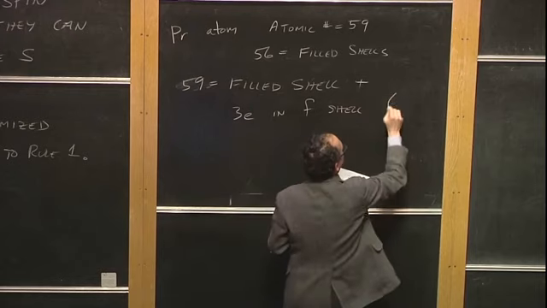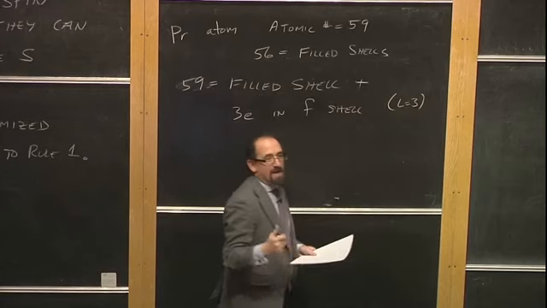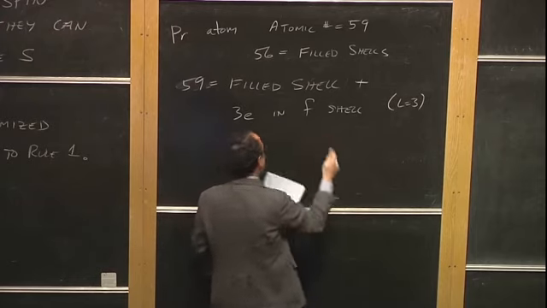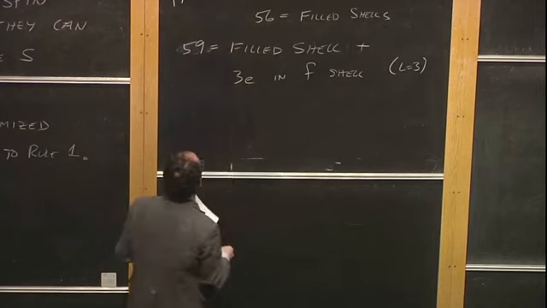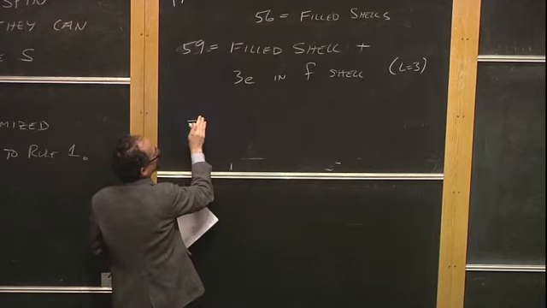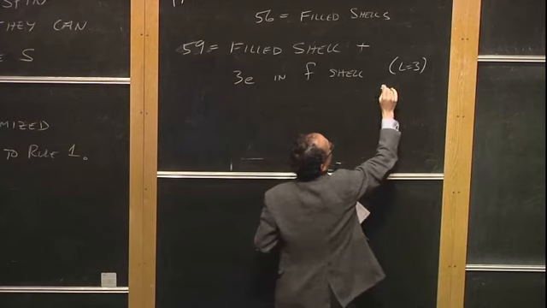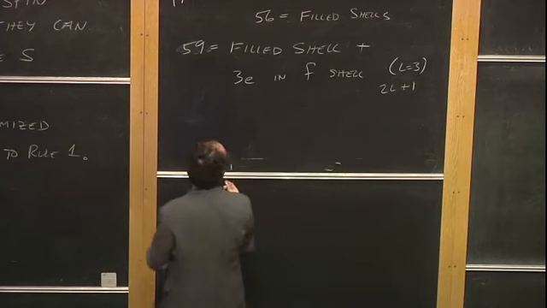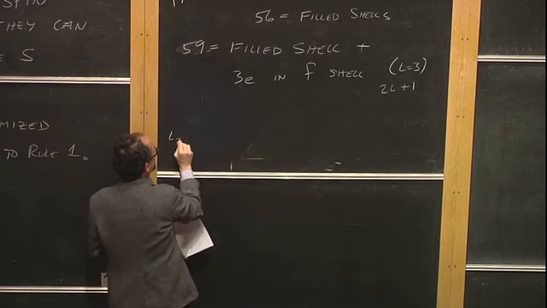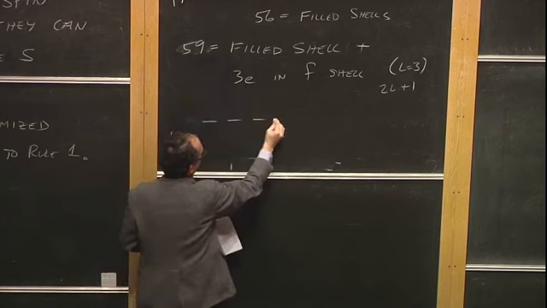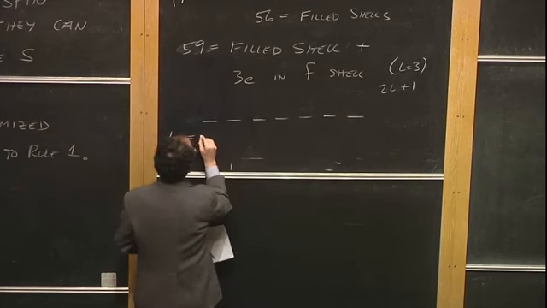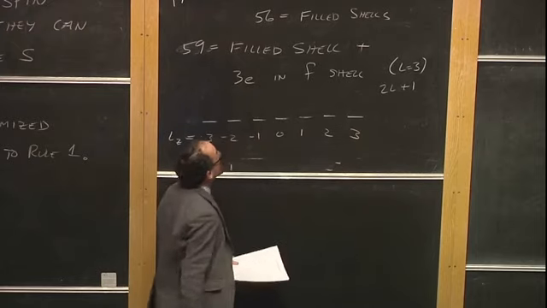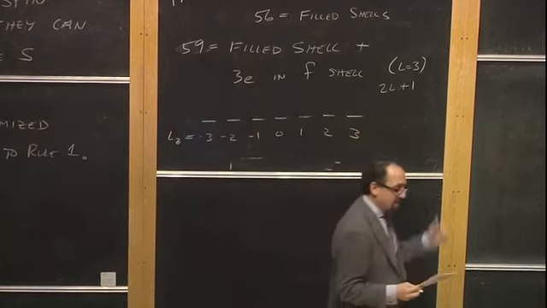f is L equals 3. Remember s, p, d, f, g. So f is 0, 1, 2, 3. So we can write out all the orbitals. For f, L equals 3, there are 2L plus 1 orbitals going from Lz equals minus 3 to plus 3. So let's write them all out: Lz equals minus 3, minus 2, minus 1, 0, 1, 2, 3. And we have to put 3 electrons in those orbitals.